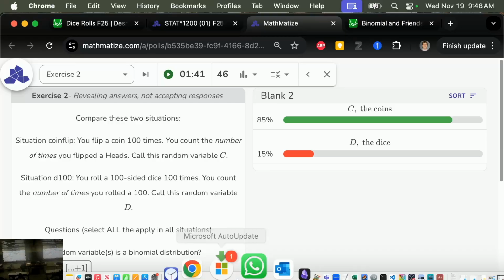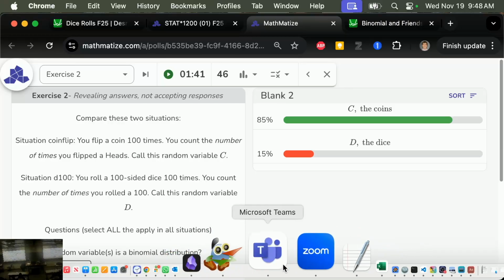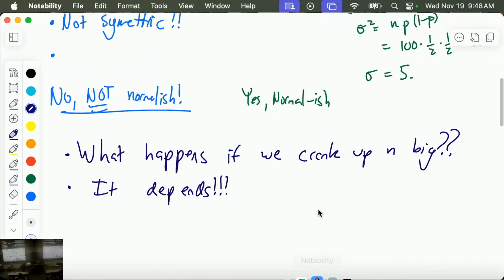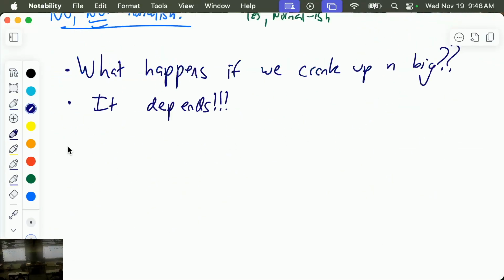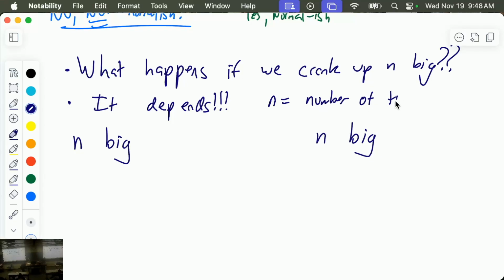And this is a very reasonable thing to do. So let's do two situations. Let's do n big, where n is the number of times we roll it. But we can either fix p. We can say p equals 1 over 100 is fixed. So always roll a 100-sided dice. Just roll it more and more times.